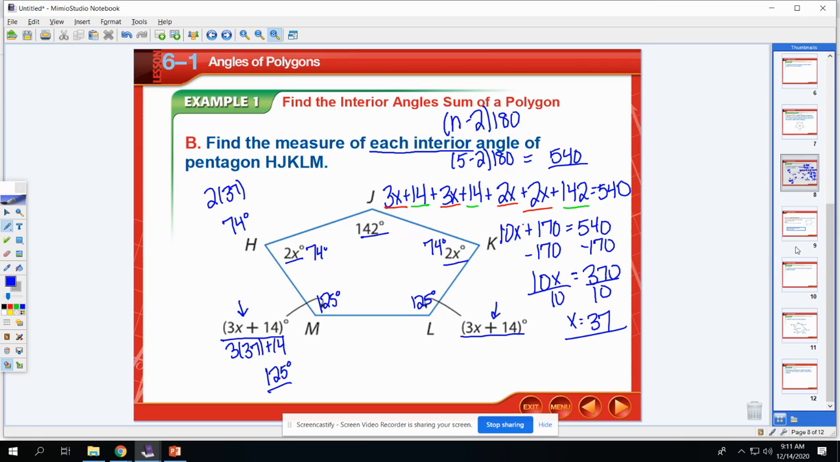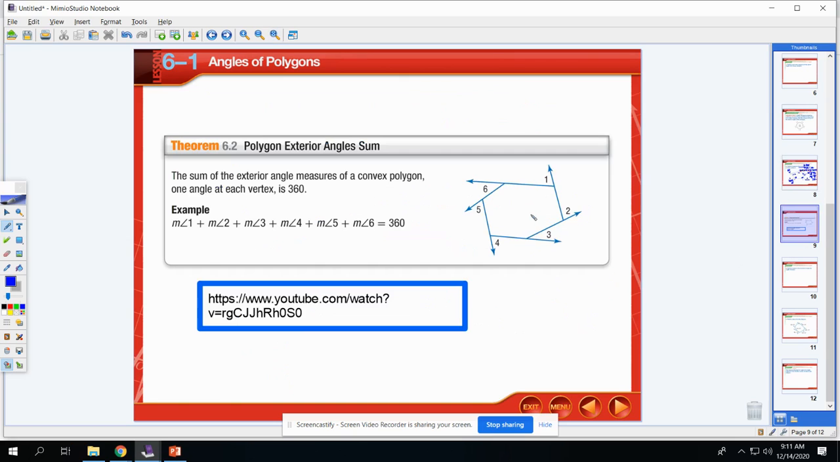All right. Let's move on now, not to interior angles, but we're actually going to talk about exterior angles. So this theorem here, 6.2, is all about the sum of the exterior angles. It tells us right here that the sum of the exterior angles of a convex polygon, one angle at each vertex, is 360 degrees. So when we take the exterior angles of any polygon, no matter how many sides, as long as it's a convex polygon, that sum is going to be 360 degrees.